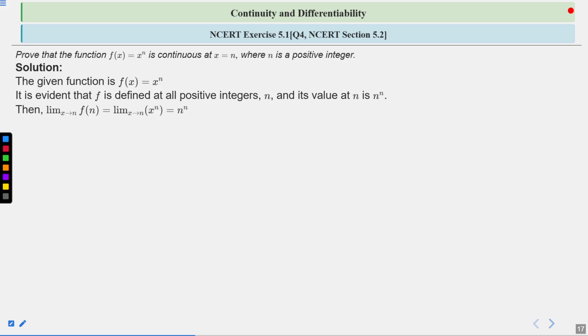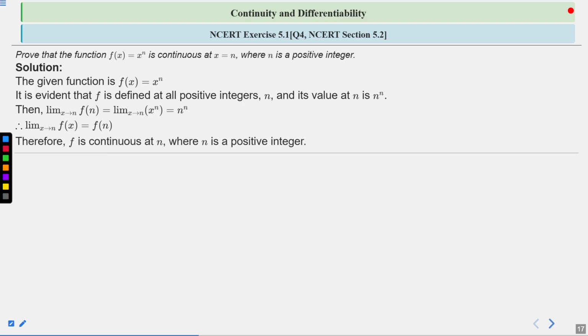The limit as x tends to n of f(x) is equal to the limit as x tends to n of x to the power n, which will be equal to n to the power n. Clear? Therefore, the limit as x tends to n of f(x) will be equal to f(n). Therefore, f is continuous at n, where n is a positive integer. We can easily say that the function f is continuous at n. Clear? Okay, let us move to the next question.